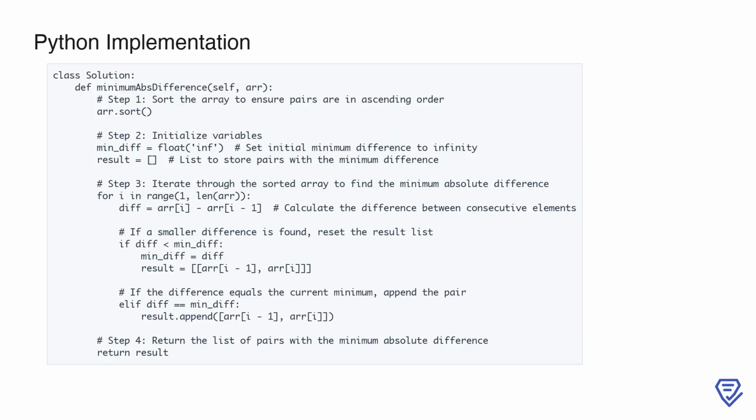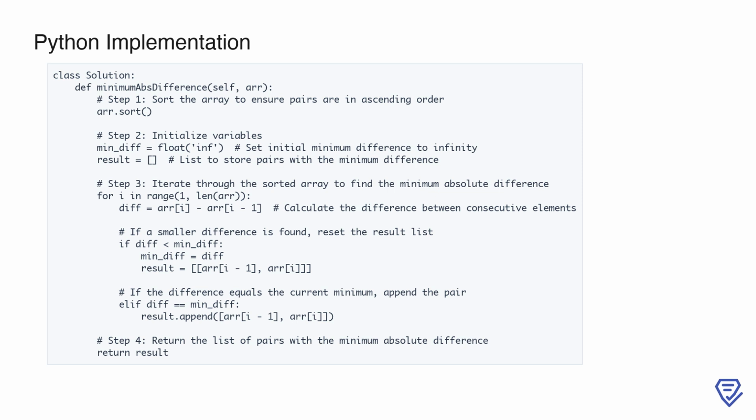This solution implements the minimum absolute difference problem efficiently. We start by sorting the input array to ensure that elements are in ascending order. Sorting guarantees that the smallest difference can be found between consecutive elements of the sorted array. We initialize min_diff to infinity to track the smallest difference encountered and result as an empty list to store the pairs with this difference. We then iterate through the sorted array, calculating the difference between each consecutive pair of elements.